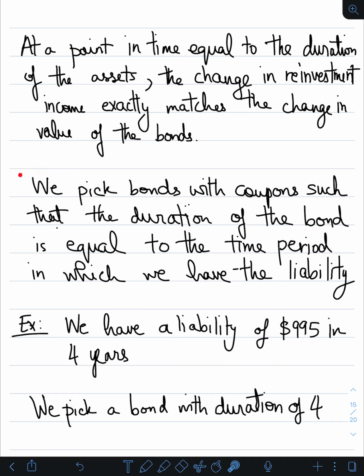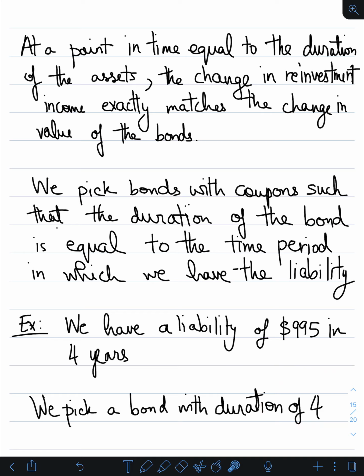So, what is actually going on? We're picking bonds with coupons such that the duration of the bond is equal to the time period in which we have the liability. So if you have a liability in year 4, we'll pick a bond with a duration of 4 years, right? Duration is measured in years. So now if we pick a bond with a duration of 4, we will be able to meet our liabilities.